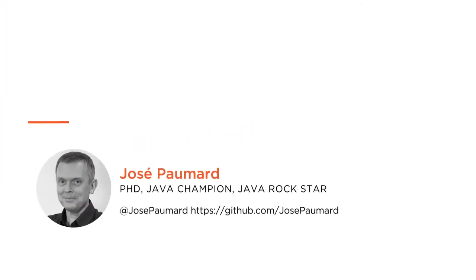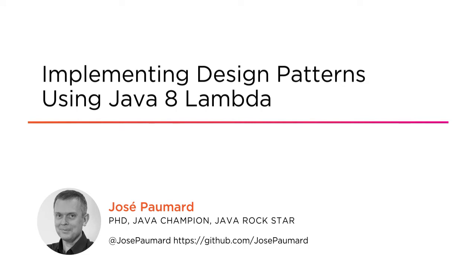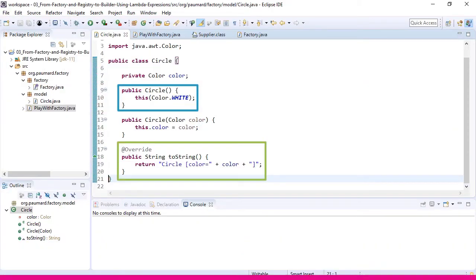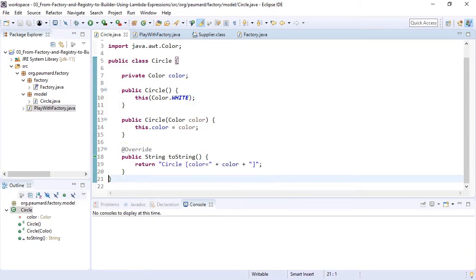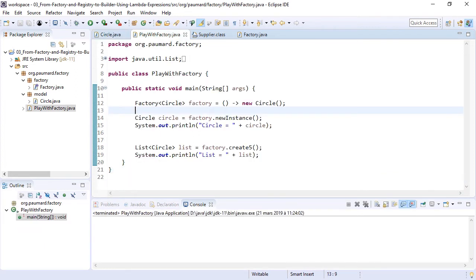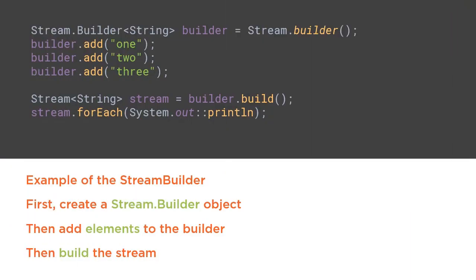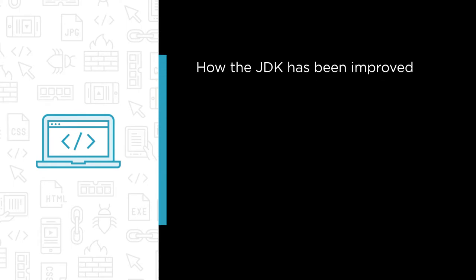I'm a Java champion and Java One rockstar, and I'm so happy to present my new course, Implementing Design Patterns using Java 8 Lambda. This course shows you how to leverage the functional patterns brought by Java 8 to implement the classical patterns from the famous Gang of Four book. First, you will see how those functional patterns have been used to improve the JDK itself, on consumers, predicates and functions, and also on comparators.